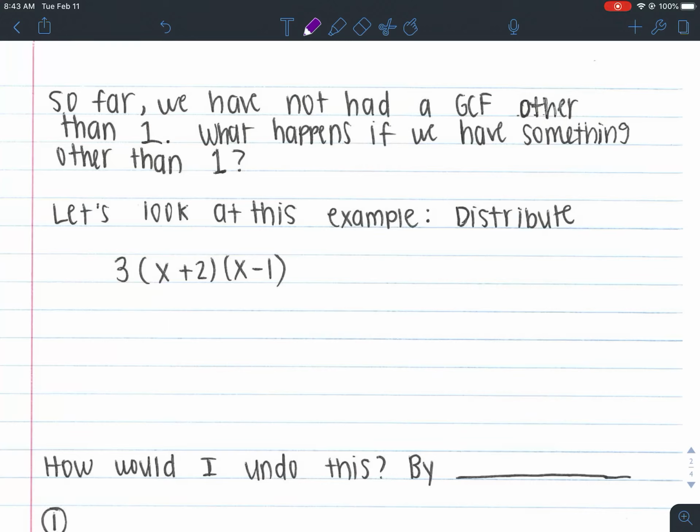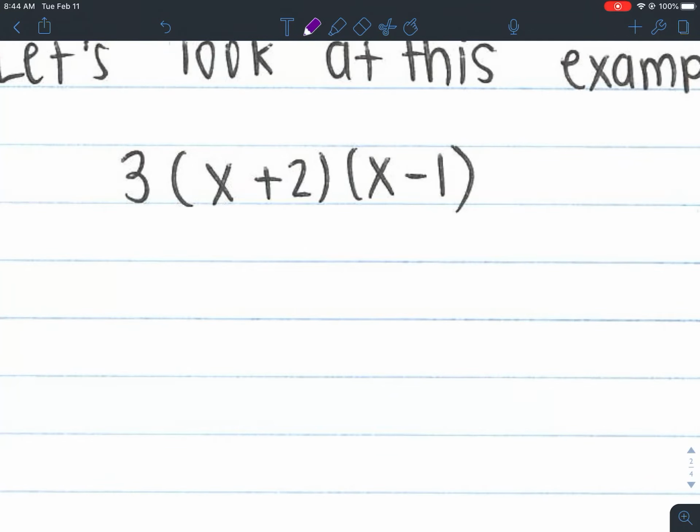So let's take an example, or let's look at this example really quick. So we're going to distribute. Now, distributing, again, is the opposite of factoring. So this isn't what we're doing. This is what we did in Unit 1, and we're going to undo all of this in a little bit. So we're going to distribute this first.